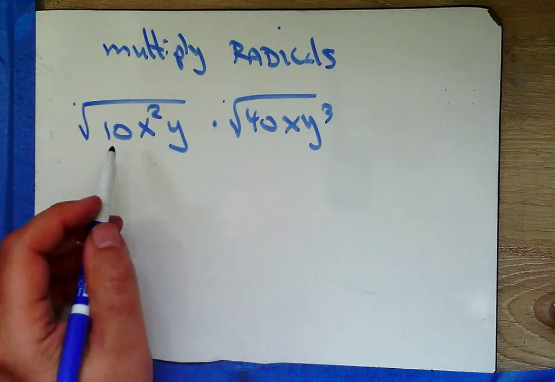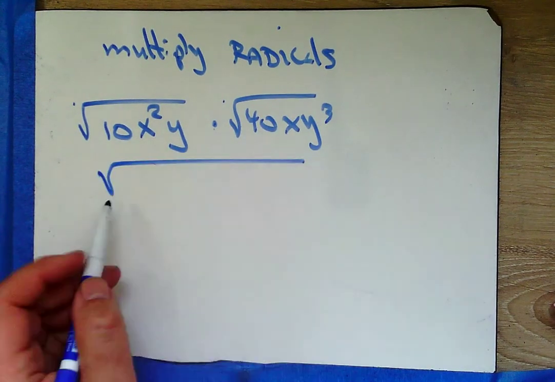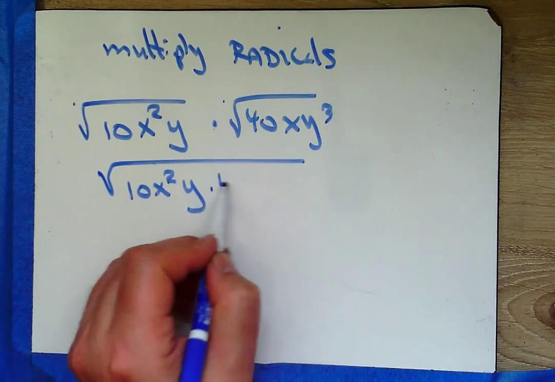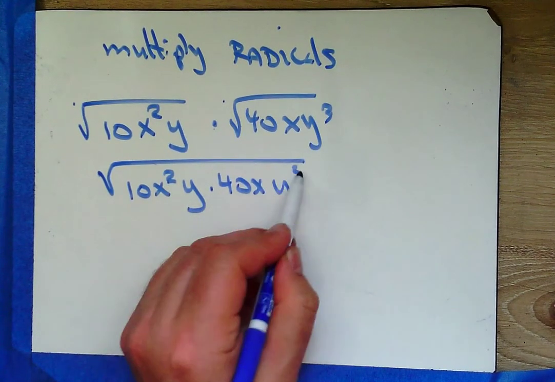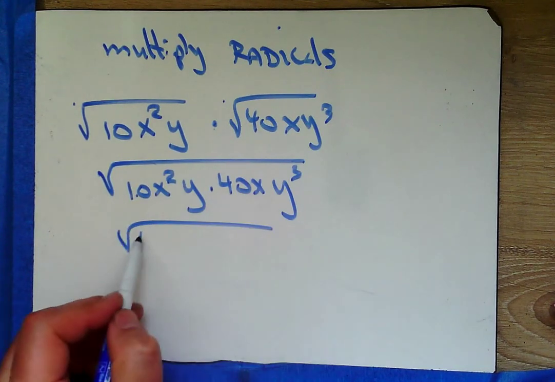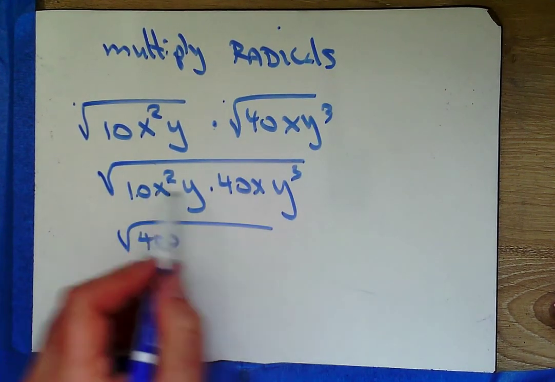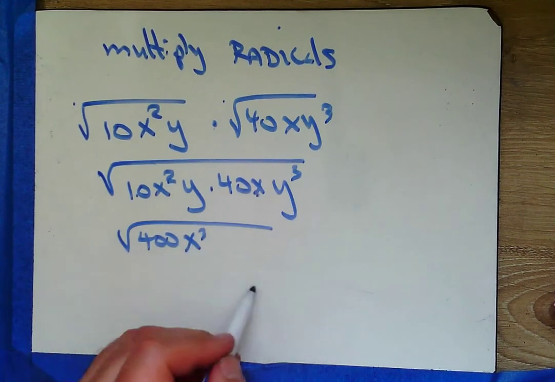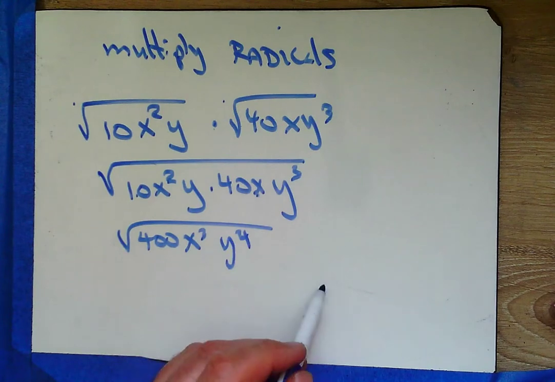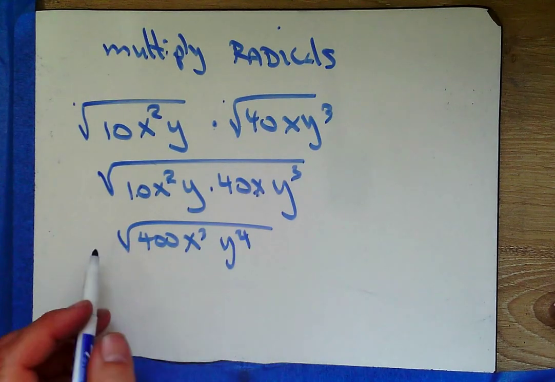Okay, so what are we going to do? We're going to take all of this and put it under one radical, and then tidy things up. We've got 10 times 40, which is 400. We have x squared times x, which is x to the third. We have y times y third, which is y to the fourth. And now we can simplify this radical.